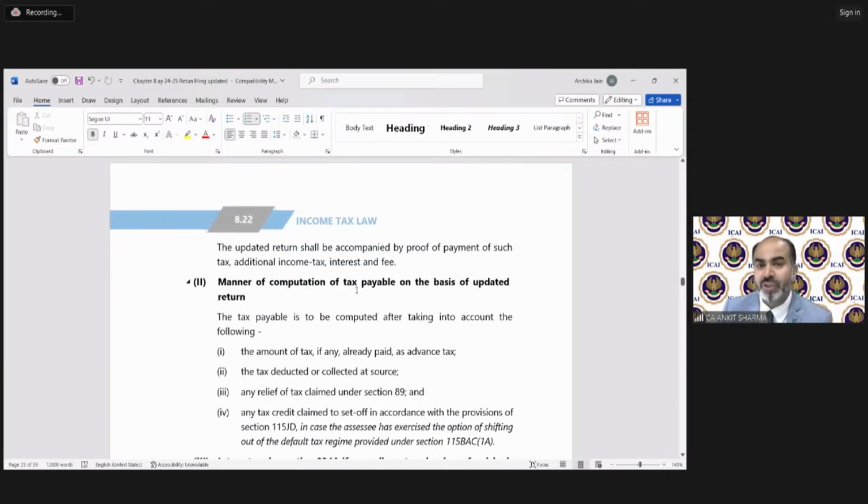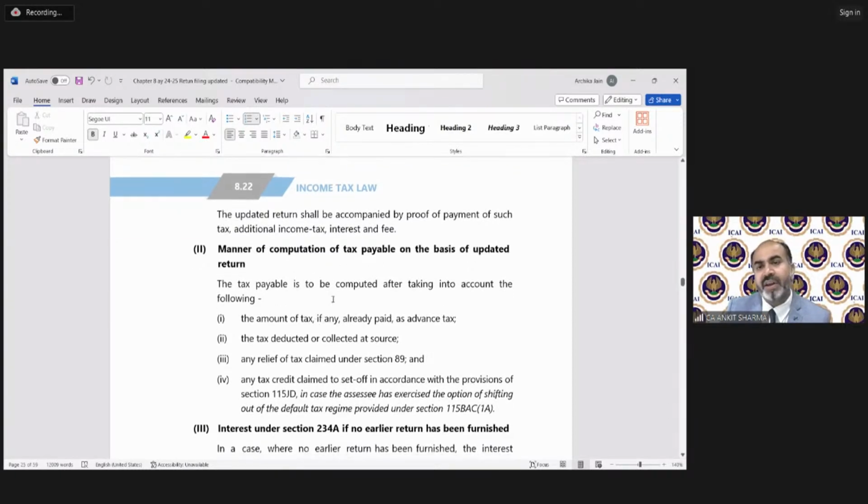Manner of computation of tax payable on the basis of an updated return: it will be the normal case. You have to calculate your tax as per the normal case. There is no new calculation of tax required. You just need to calculate your total tax liability on the basis of your updated return after deducting any amount of tax already paid as advance tax.